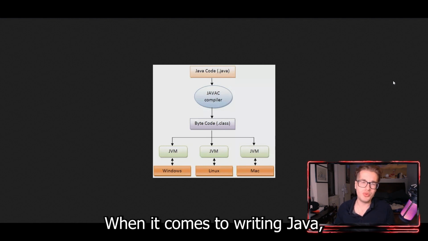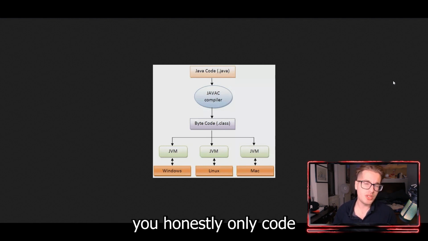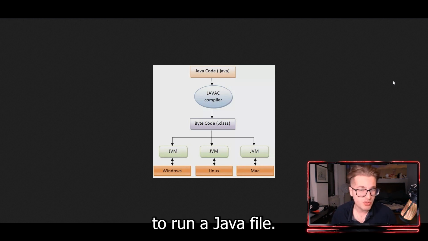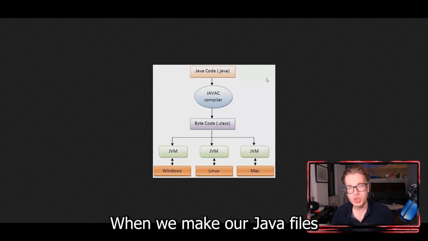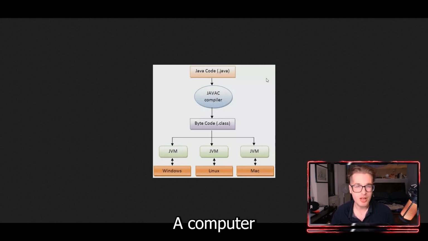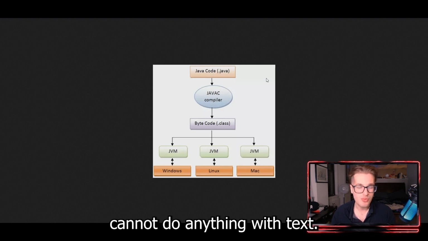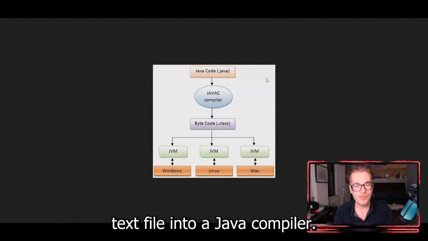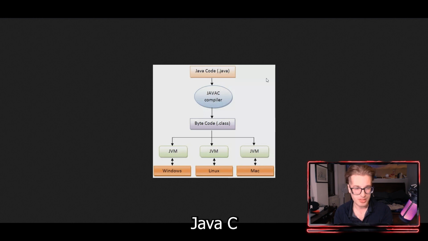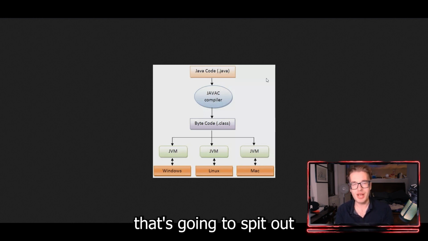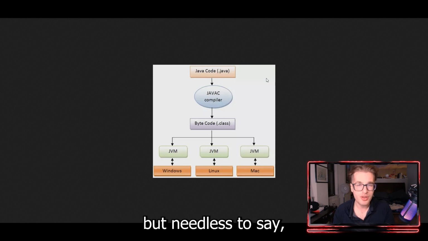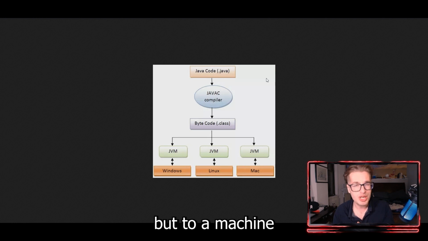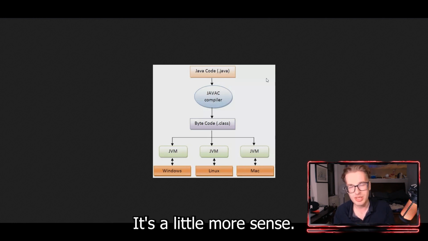When it comes to writing Java, you honestly only code about 0.01% of the code that it takes to run a Java file. When we make our Java files, they're just text. A computer cannot do anything with text. And so what you're actually doing is sending this Java text file into a Java compiler, javac. What that's going to spit out is some bytecode. We'll look at some bytecode, but needless to say, it is not readable. It is gibberish to us humans, but to a machine, it makes a little more sense.